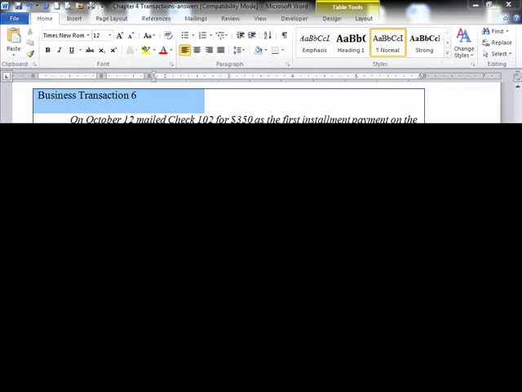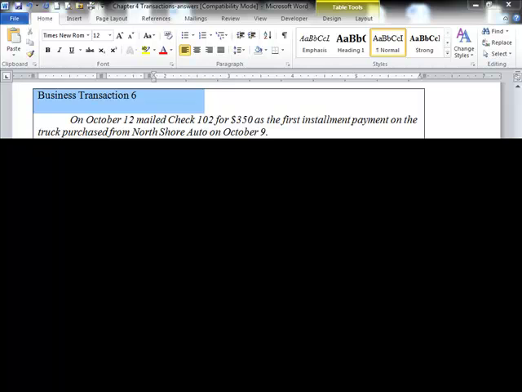All right, on transaction number 6, you're going to see we are going to mail a check. The check is check number 102. If any of you have checking accounts, you know that your checks have numbers on them. Really not a huge deal at this point in time, but as we get further into accounting, the organization feature that comes with your check numbers is going to be very vital. So I started including it in these sentences and transactions here. Anyways, on the 12th, that check was mailed for $350.